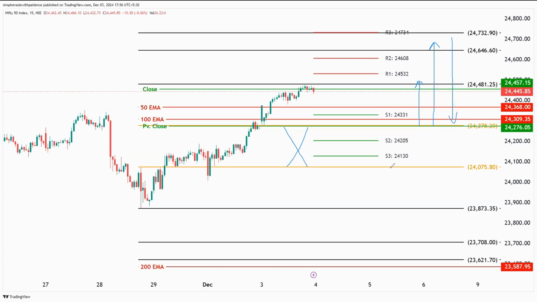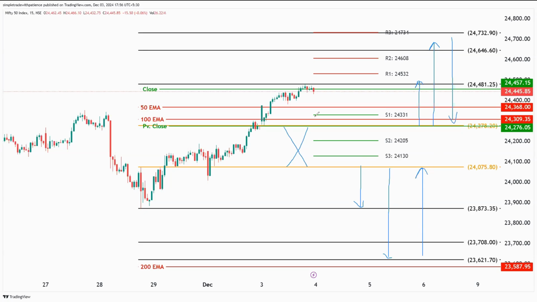On the lower side, a break below this, you could go down till here or till here, depending on the situation. If there is a drop, then yes, you could look for a reversal trade.